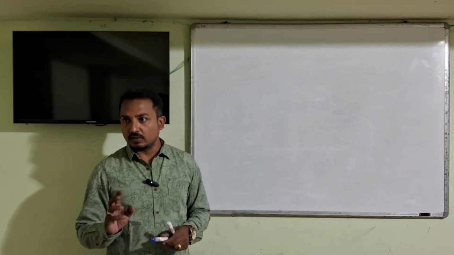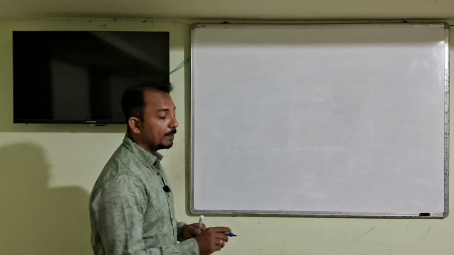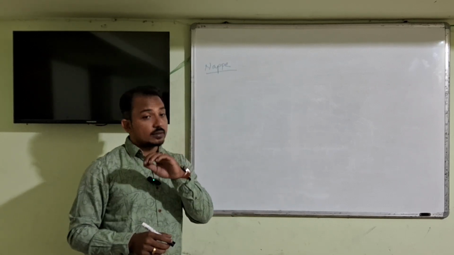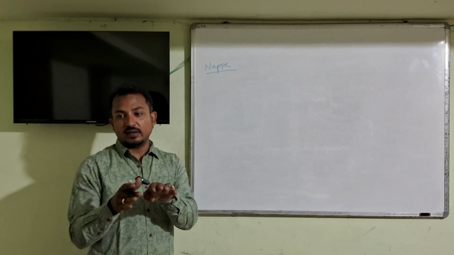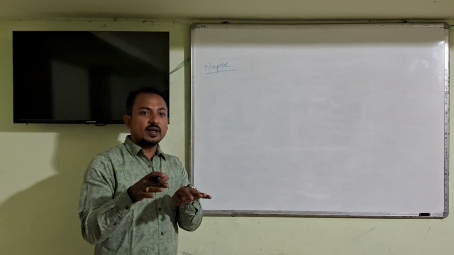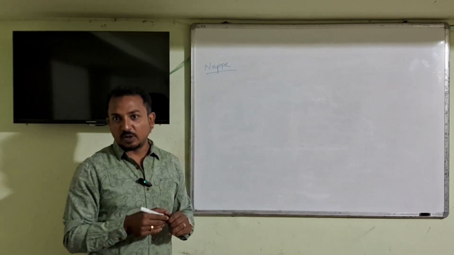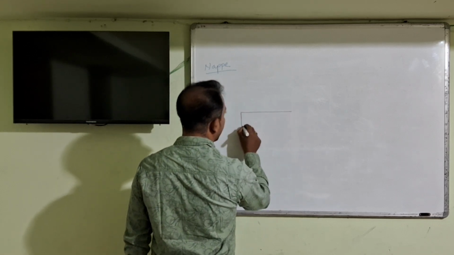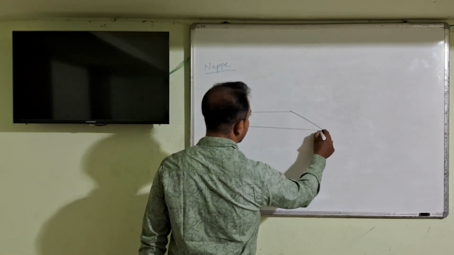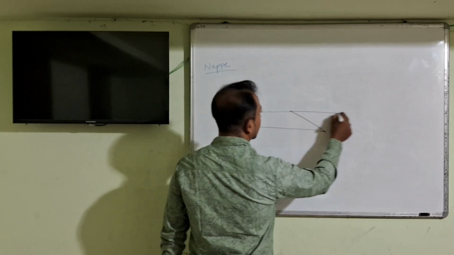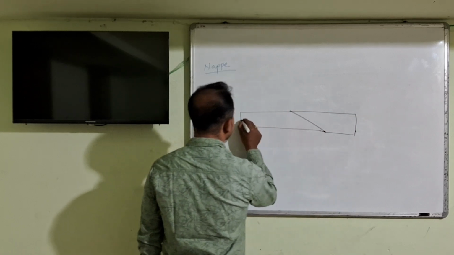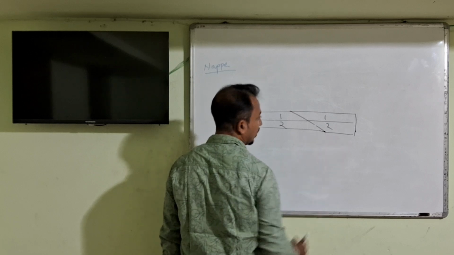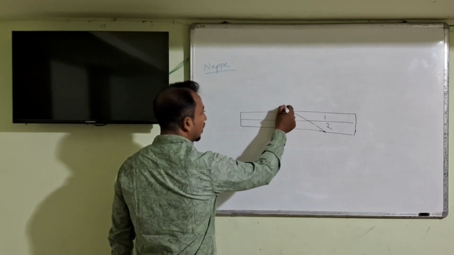Next comes another concept, that is your nappe. So nappe is a concept where the lower bed moves on an upper bed. It is in the case of your thrust fault. This concept will be applicable in case of thrust and recumbent. So this is 1 and 2. So a thrust fault will occur.